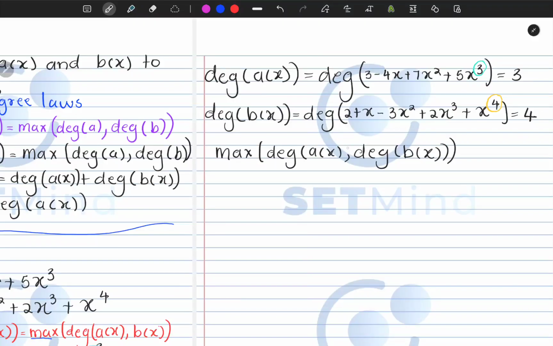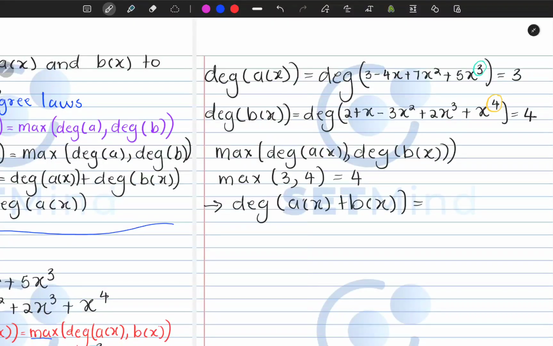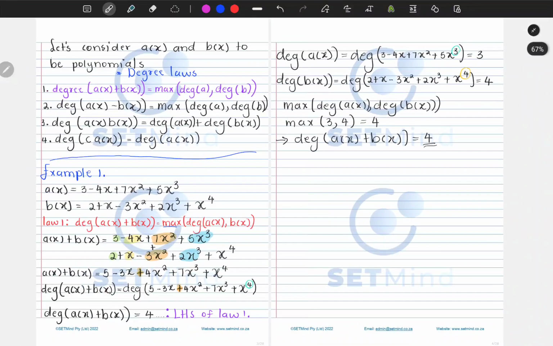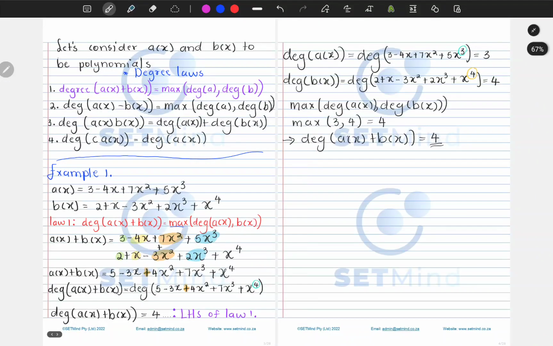So if you look carefully, you will see that the maximum of the two, or the bigger number of 3 and 4, will always be 4. So that is why we end up getting the same answer, that the degree of our a of x plus b of x equals 4. And that is what we found when we were doing it the long way. So make sure that you are able to deal with the work this way.